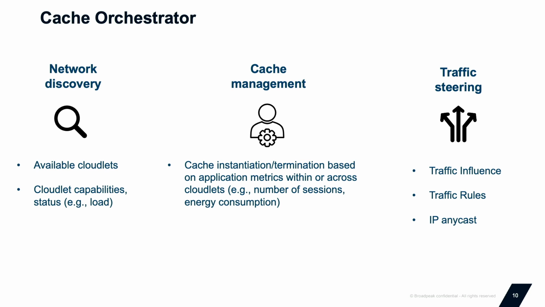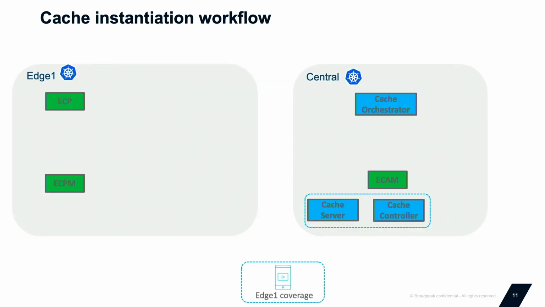The idea of IBNE cache is that every cache instance within the mobile network has the same IP address, so that the mobile user is not aware whether it's streaming with the cache instance in one particular cloudlet or another one, so that we can steer the traffic behind the scenes based on the application logic. Let's take a look at the workflow to see how the whole system works.